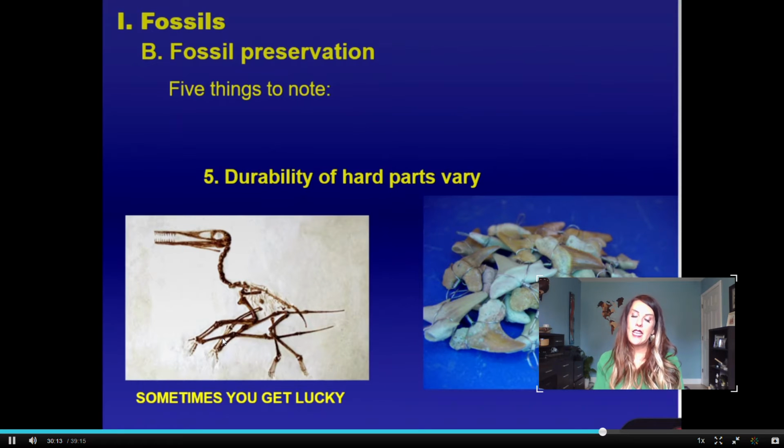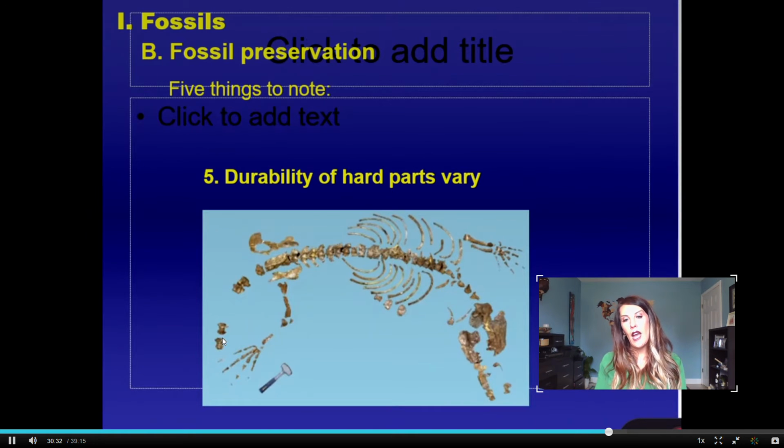And then the last thing we talk about is the durability of hard parts. So when we look for a fossil and we look for things like a skeleton, it's very rare to find one that's complete. That just doesn't usually happen. Instead, you find the presence of things that have harder parts that are more likely.